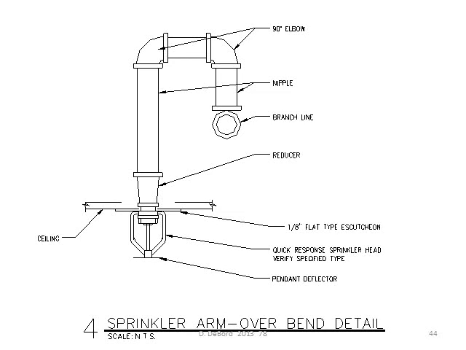Here's a sprinkler arm over bend detail. You see the branch line in the center, and then the pipe goes up, has an elbow, goes over, another elbow, comes down. This traps sediment in the piping, not in the sprinkler, and it also gives you some flexibility for adjusting the location a little bit of the sprinkler by rotating the fittings up above.